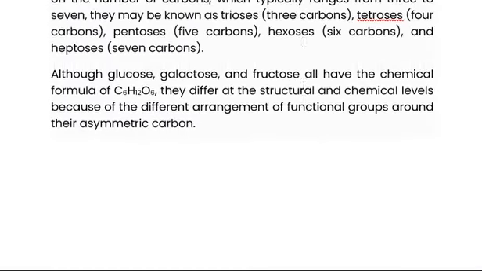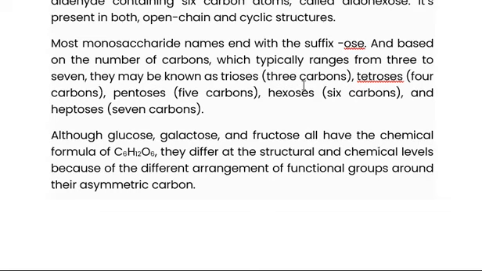Most monosaccharide names end with the suffix -ose, and based on the number of carbons, which typically ranges from 3 to 7, they may be known as trioses, 3 carbons; tetroses, 4 carbons; pentoses, 5 carbon sugar; hexoses, 6 carbon sugar; and heptoses, 7 carbons.